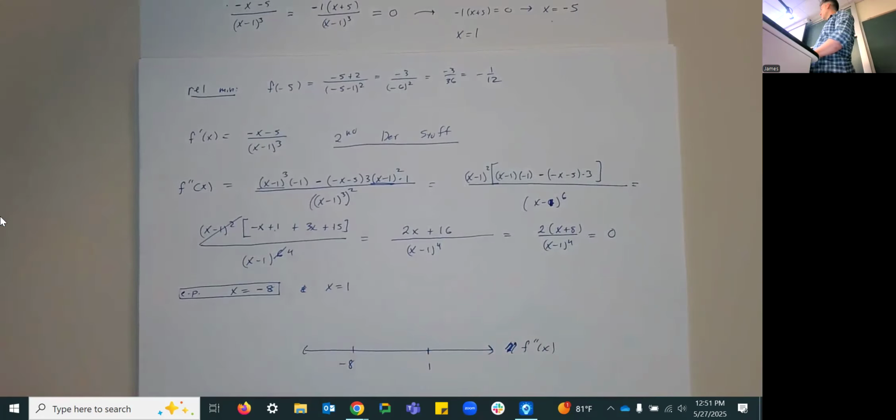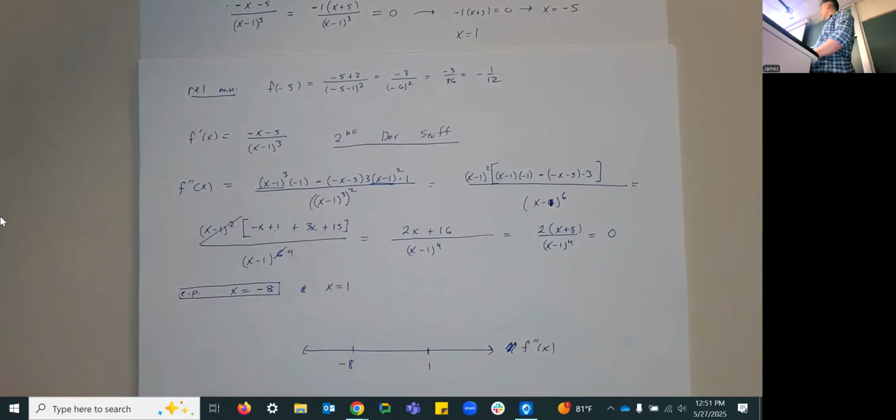So let's see. Looking at our second derivative right here, if I pick a number larger than 1, the numerator is positive, and notably the denominator is always positive because it's raised to an even power. So positive over positive is going to be positive. Between negative 8 and 1, I'm going to pick 0. The numerator is still positive. The denominator is still positive, even though it's a negative number to the 4th power. And then finally, over on the other side of negative 8, if I pick negative 9, negative 9 plus 8 is negative 1, so the numerator is negative. The denominator is still positive, so it's a negative over a positive, which is negative. So our function is looking like it's concave down, then concave up, then concave up.